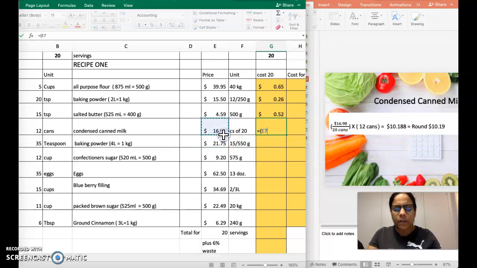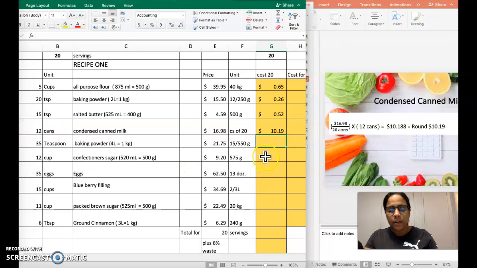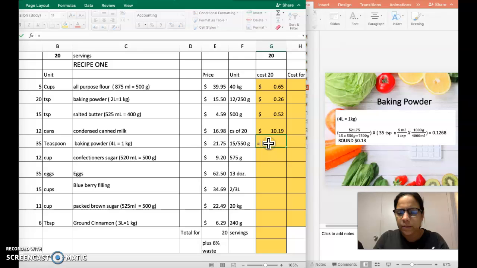The next one is condensed canned milk, equal sign, open bracket. The price is $16.98 divided by a case that comes with 20, so 20 times open bracket. They call for 12 cans, close bracket. It's 10.19. The next ingredient is baking powder.